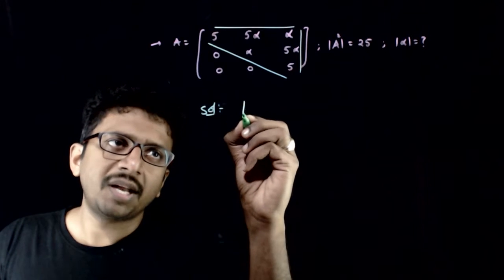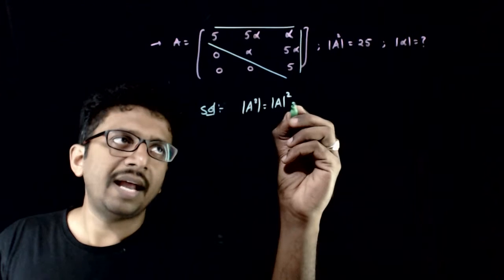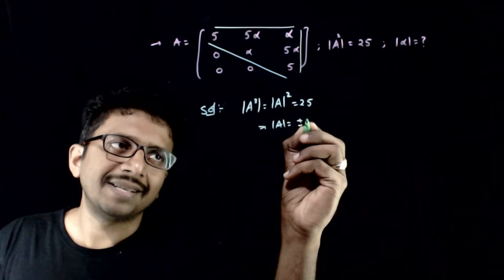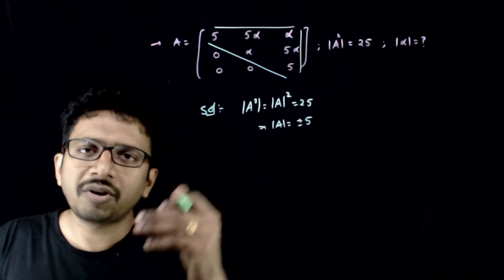So one of the properties that I'm going to use is det of A square is nothing but det A whole square. And it's given as 25. So det of A can be equal to plus or minus 5. These are the two options for det A. And A is an upper triangular matrix.